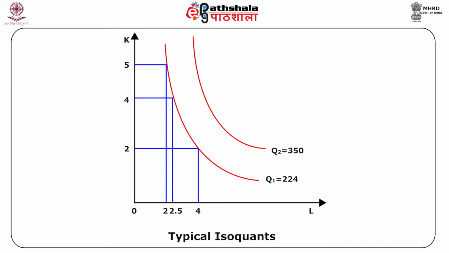In figure 2, there are two isoquants, Q1 and Q2. Q1 shows all combinations of inputs that can be used to produce 224 units of output. Similarly, Q2 shows all combinations of inputs capable of producing 350 units of output. Note that a higher isoquant represents a higher output level.